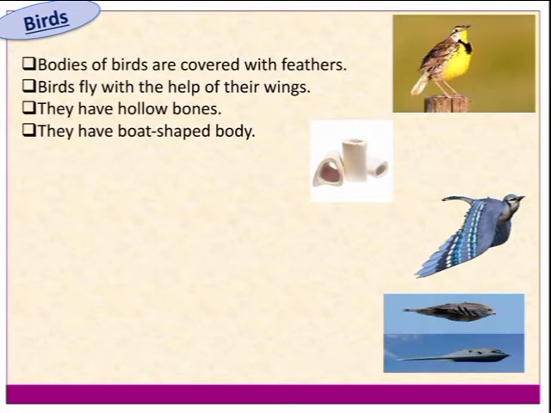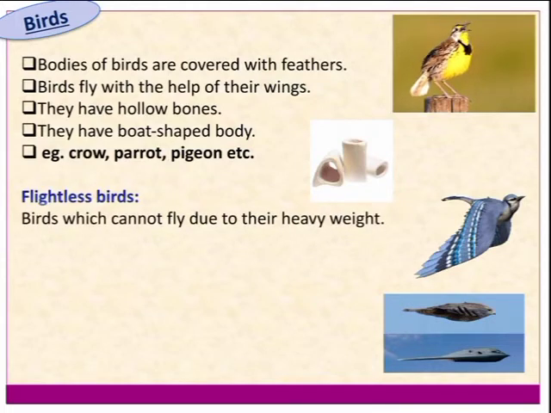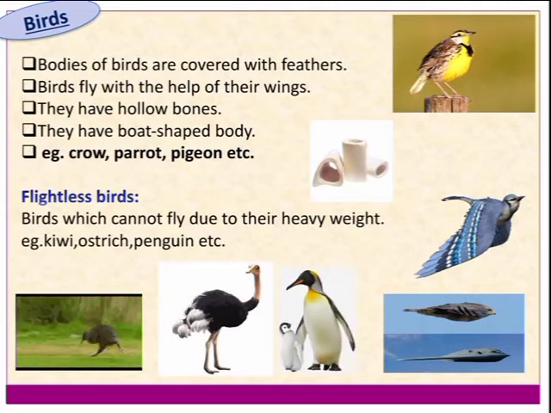Crow, parrot, pigeon, etc. are some common birds. On the other hand, there are some birds which cannot fly because of their heavy weight. So these birds are called flightless birds. Some examples of flightless birds are kiwi, ostrich, penguin, etc.